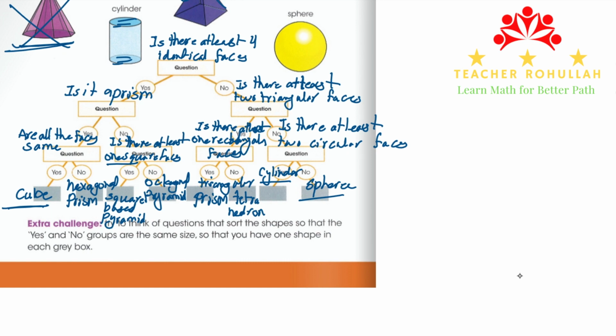I hope it helps you answer the question which is on page 105. On page 105 of Cambridge Primary Mathematics Learners Book 4.